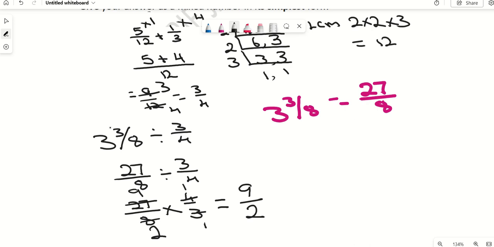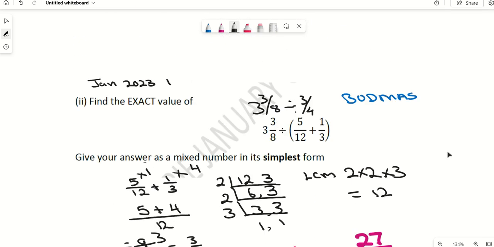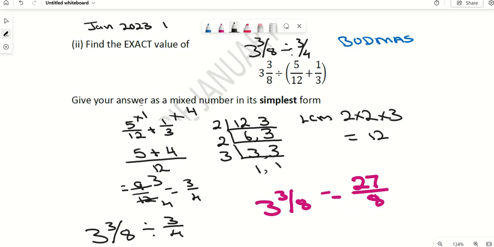9 over 2 can be converted to a mixed number: 2 could go into 9 4 times, and your remainder is 1 over 2. So your answer will be 4 and 1 over 2. And that is the end of January 2023, the fractions question that they gave us.